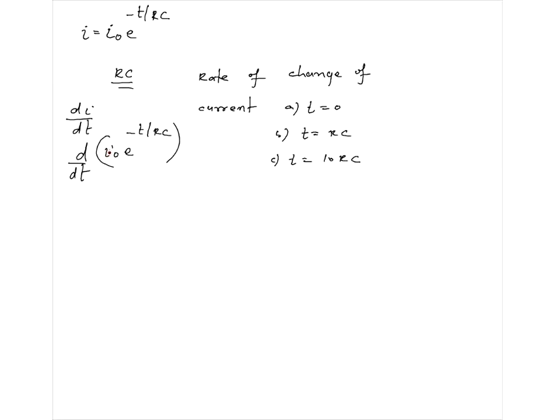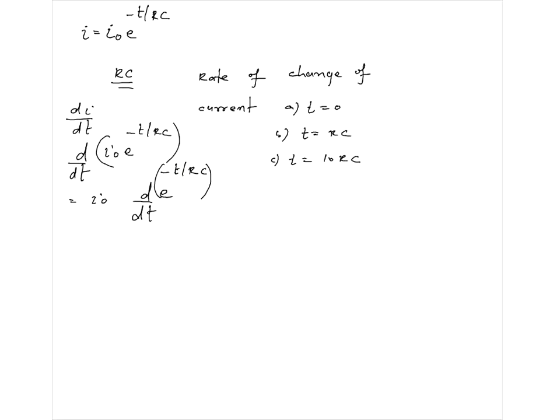But the constant is multiplied to some function here. The constant will come out. And then we have d dt of e to the power minus t by RC. I hope it is okay up to this point. Any questions? If you have, let me know up to this point. No questions. Now, it is not just the e to the power x type of case. So we must use the chain rule here.